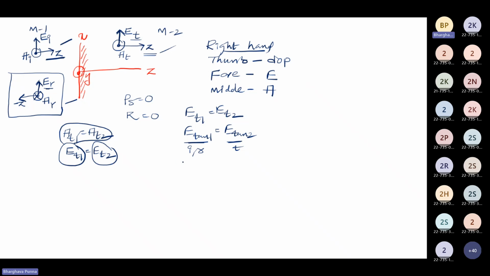But in medium one, we have both incident wave and reflected wave. So total tangential component in medium one is given by addition of these two. But in medium two, we have only one electric field tangential component, that is ET only. So this is one equation. By the application of this boundary condition, we got this equation. Now we'll apply the second one, that is HT1 is equal to HT2.